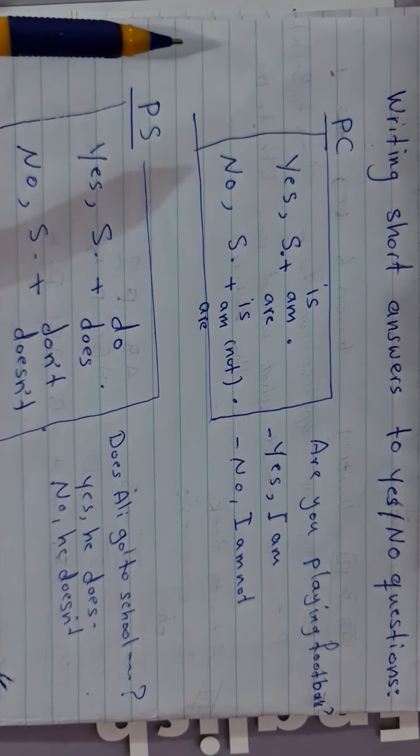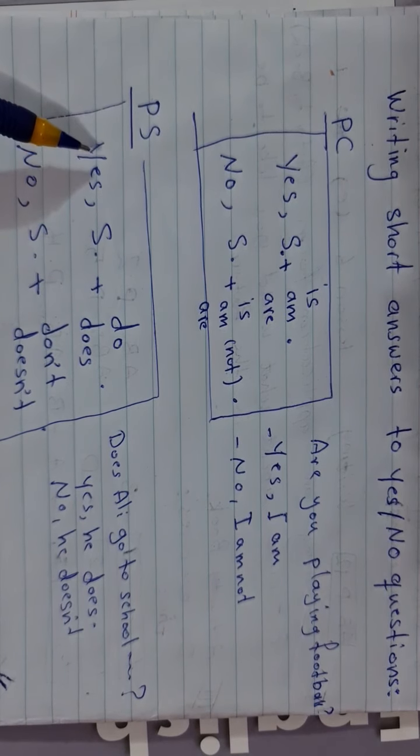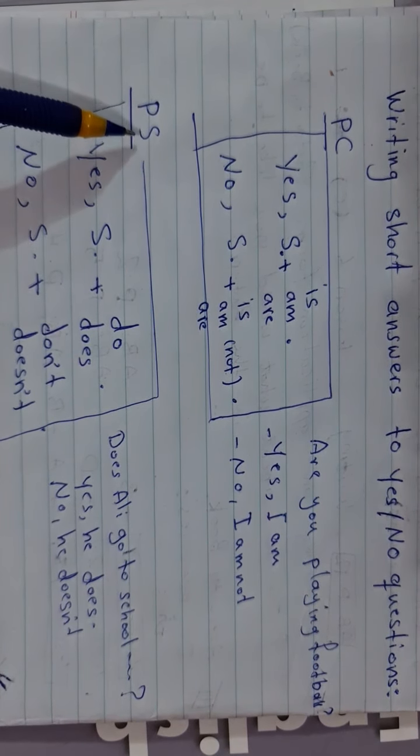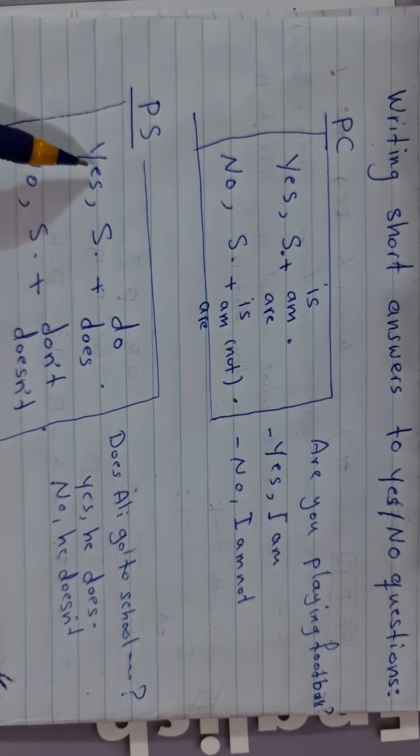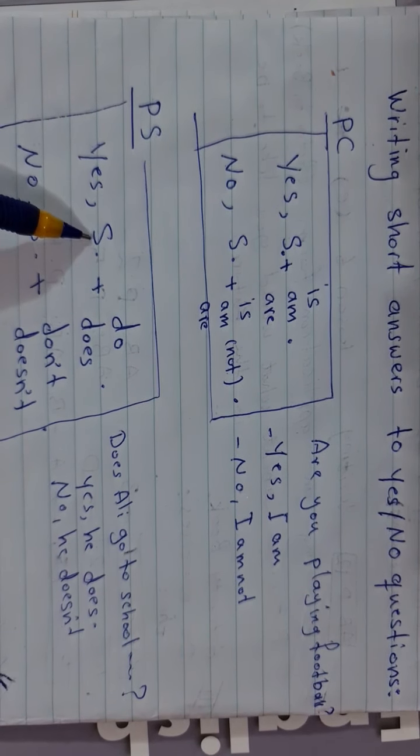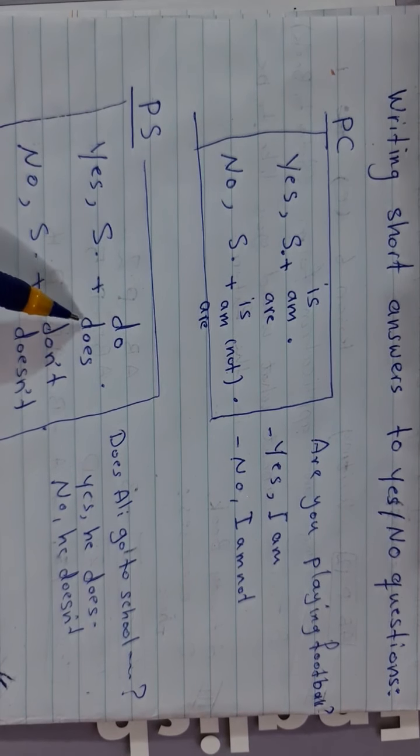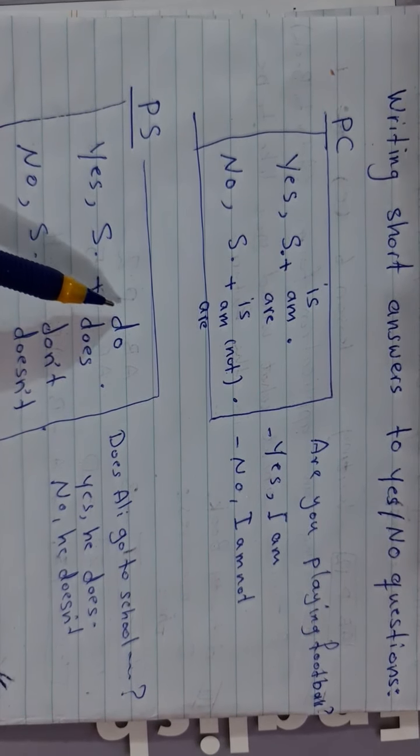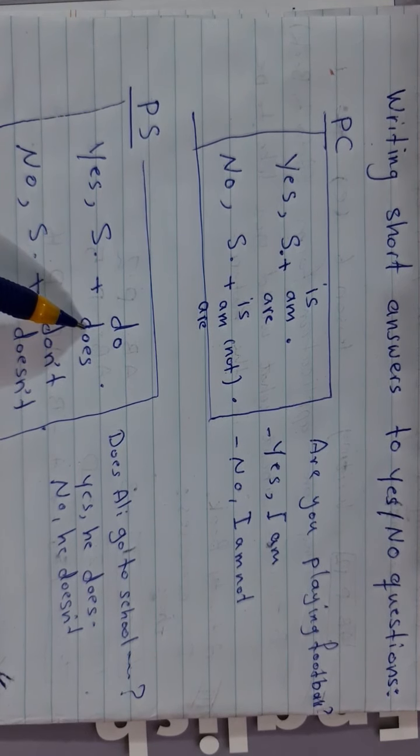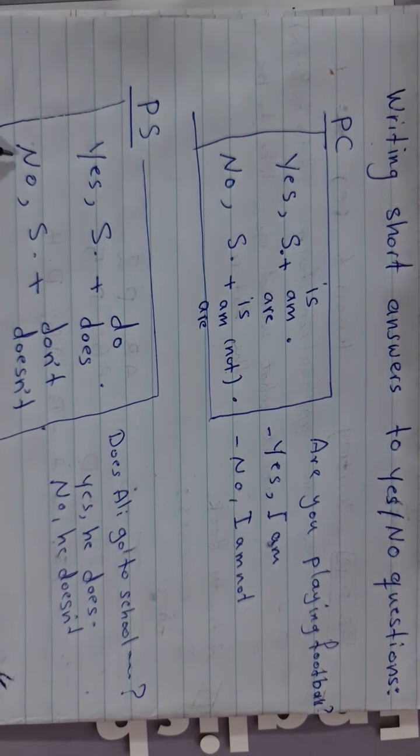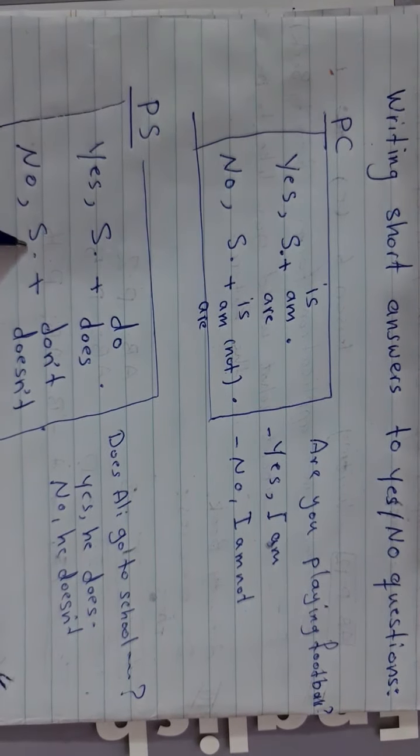So what about writing a short answer that begins with yes or no in the present simple? First we put yes, then we put the subject pronoun, then we choose either do or does. As you know, students, in the present simple we have two auxiliary verbs which are do or does. If no, we say no plus the subject pronoun plus don't or doesn't.